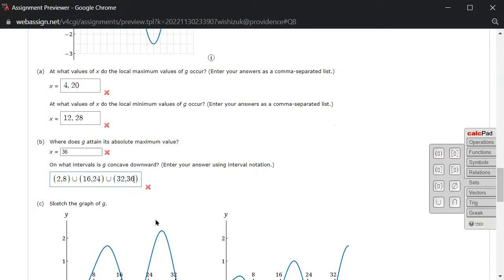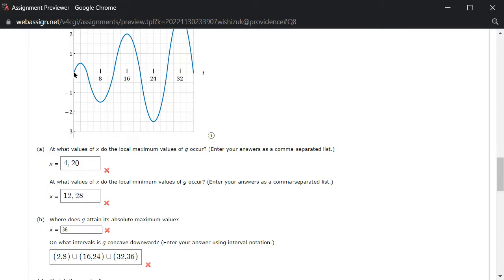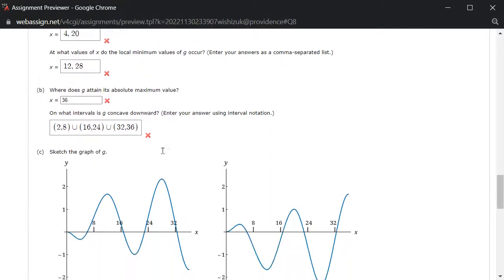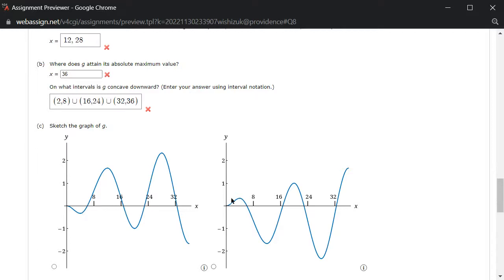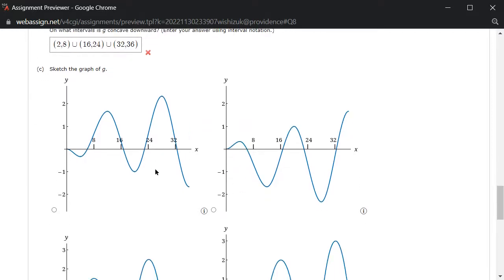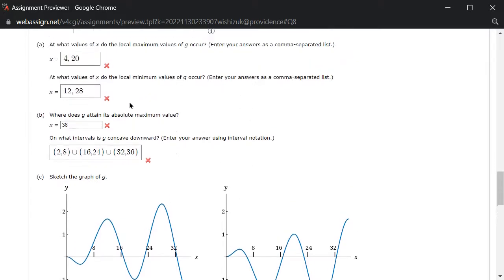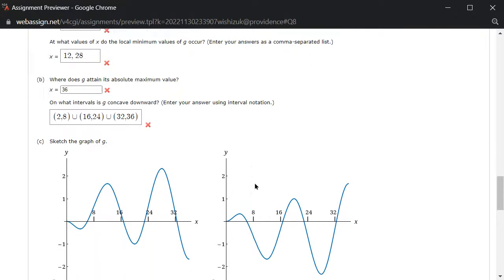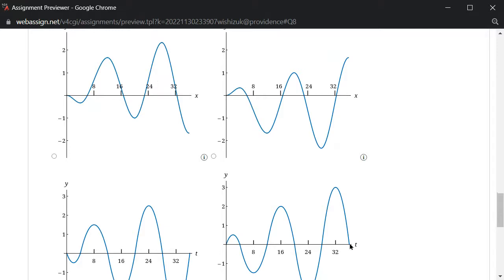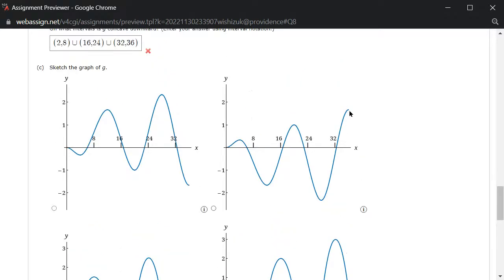Sketch the graph of g. It looks like it's increasing, decreasing, increasing, decreasing, and increasing. Initially it's going to start increasing. So this one is decreasing. This is increasing here, and this is decreasing now. It's going to be between here and there. But as we said, at 36 it's going to be the maximum. At 36 this has become 0, but here at 36 you obtain the maximum. So this should be the correct answer.